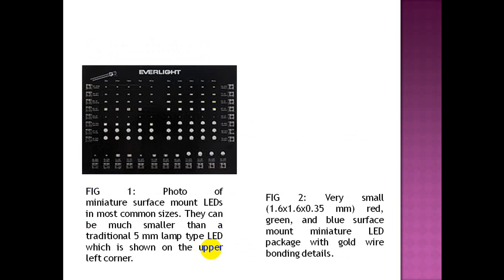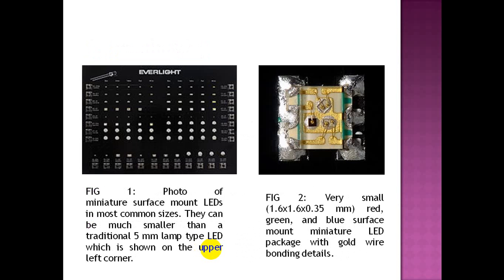Figure 1 shows the photo of miniature surface mount LEDs in most common sizes. They can be much smaller than a traditional 5 mm lamp type LED which is shown on the upper left corner. Figure 2 shows a very small red, green and blue surface mount miniature LED package with gold wire bonding details.